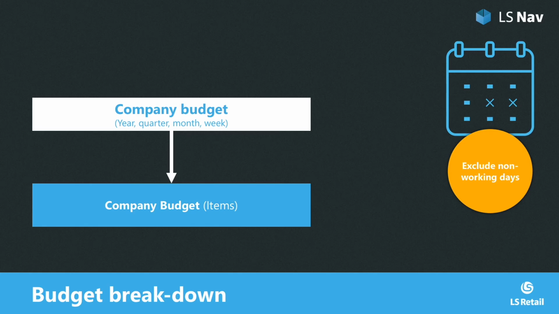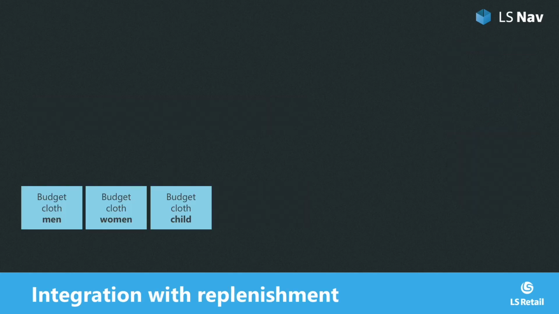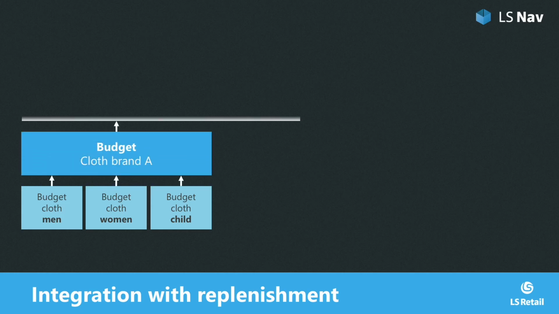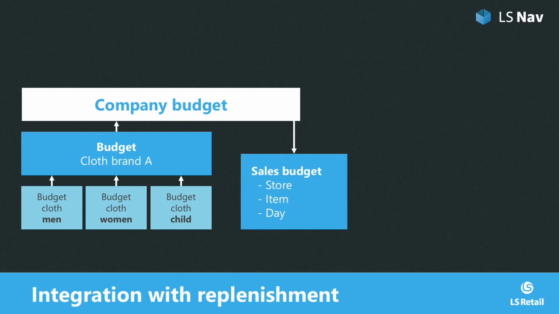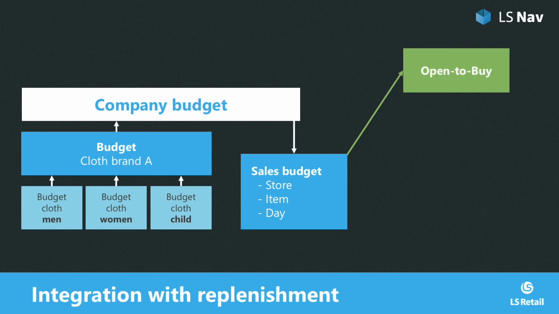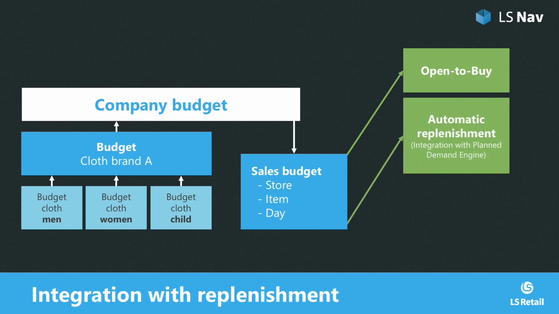So, let's have a look at the big picture. You can start with detailed department budgets and consolidate to a company master budget. The breakdown functionality allows you to transform this master budget to store budgets on a detailed item and day level. The Open to Buy functionality guides you how much you still need to purchase to be able to fulfill the sales budget. If you use the built-in integration to replenishment, you will get transfer and purchase order proposals to have the right stock at the right time in the right stores to fulfill your sales budget.